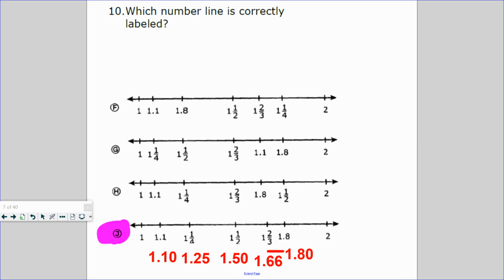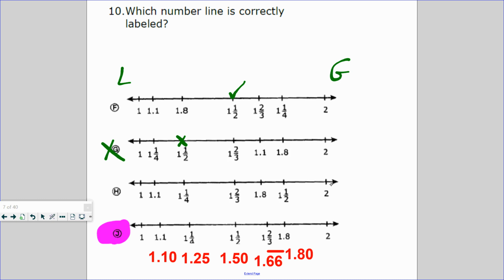Number 10, which number line is correctly labeled? Well, in a number line, it goes from least to greatest. The least numbers are found on the left side. The greater numbers are found on the right side. So let's see if this is it. I see half is in the center right here. I like that. Ooh, half is right here. Well, that's not good, so I know G's out.